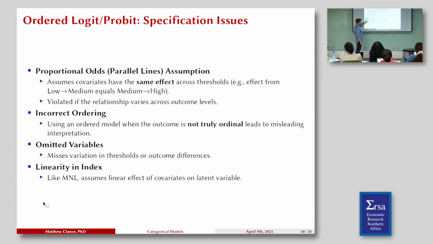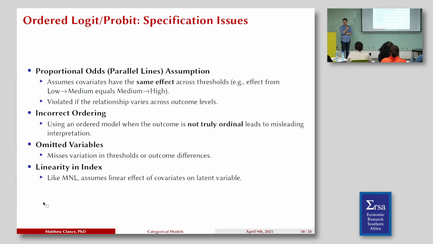We also, again, have omitted variable bias that I've skipped over to keep it simple. And then we also have linearity in the index. This basically assumes a linear effect of the covariates on the latent variable. We're assuming that our covariates have a linear effect on that unobserved outcome.